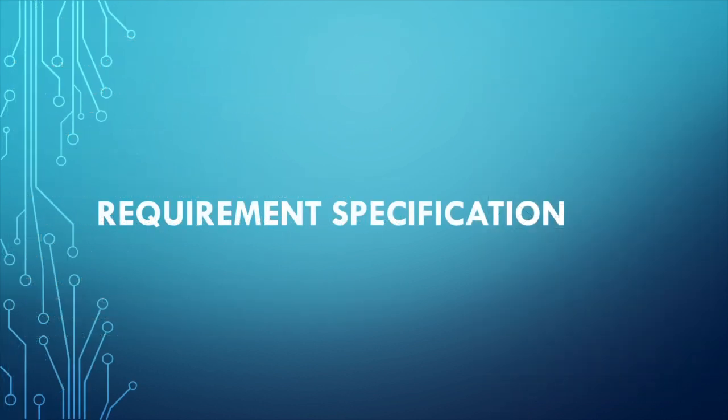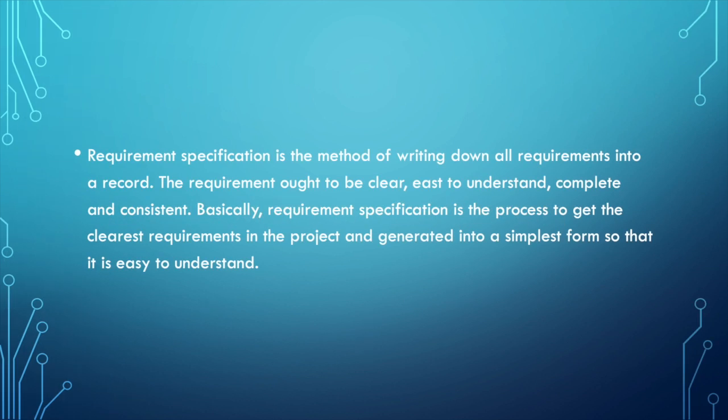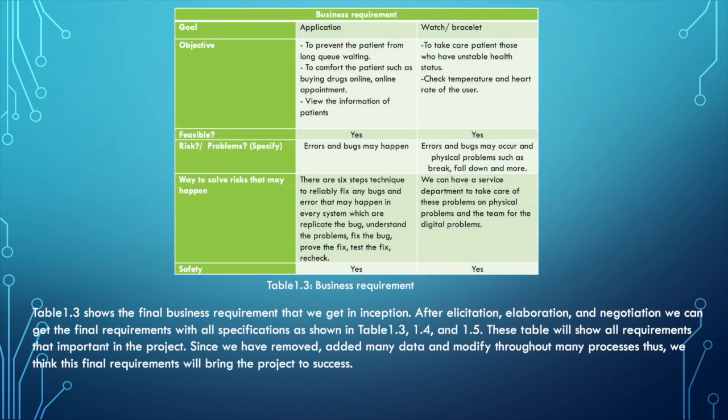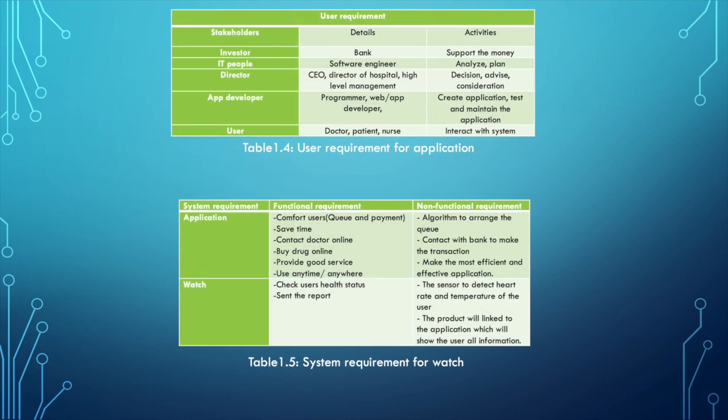Requirement specification. It is the method to write down all requirements into a record. The requirements ought to be clear, easy to understand, and complete. This is the final business requirement that we got in the inception process. The table contains objective, feasibilities, problem, and solution. And this is the final user requirement and system requirement.